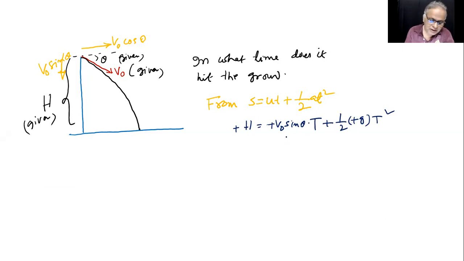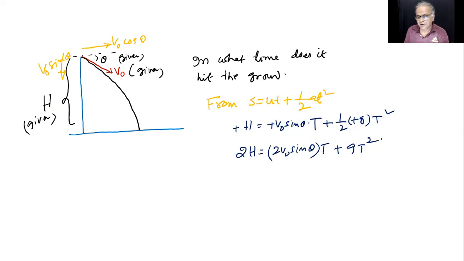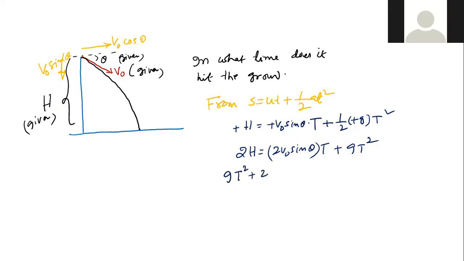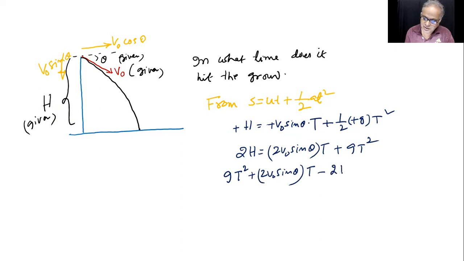Do you understand why for all of them I've got plus sign there? H is down, V0 sin theta is down, G is down. So all of them have got the same sign. So 2H is equal to 2V0 sin theta into T plus G T square, isn't it? So G T square plus 2V0 sin theta into T minus 2H is equal to 0. Isn't it? So T will be what?